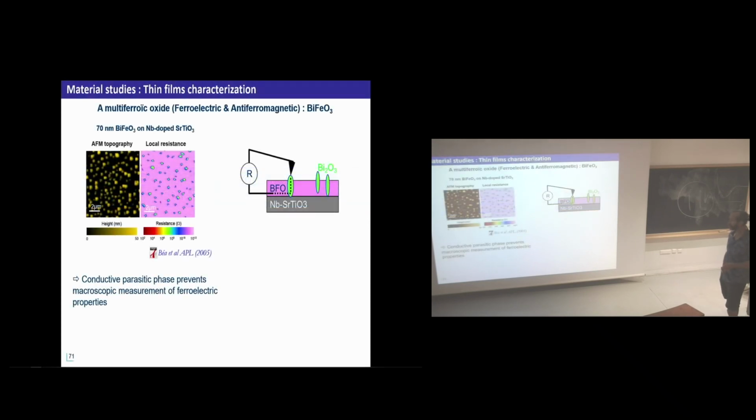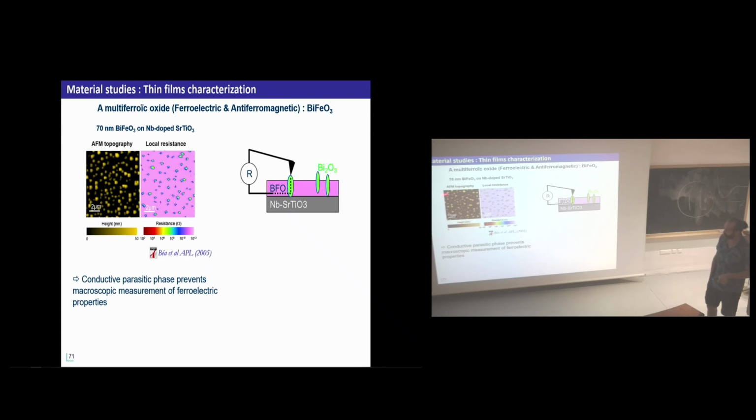Okay, a few examples of what can be done in oxides with scanning resistance AFM. A very simple example: this is bismuth ferrite. You will see this guy a lot, even in my talk. This is an international school on BFO.